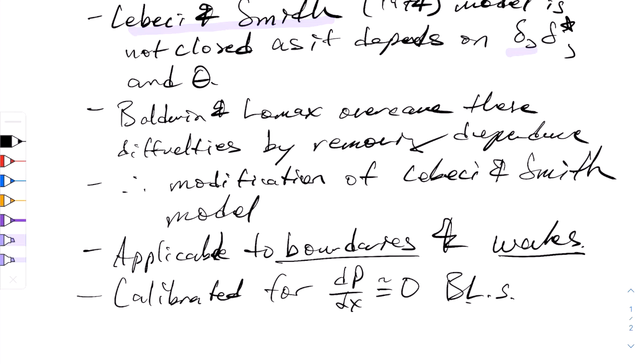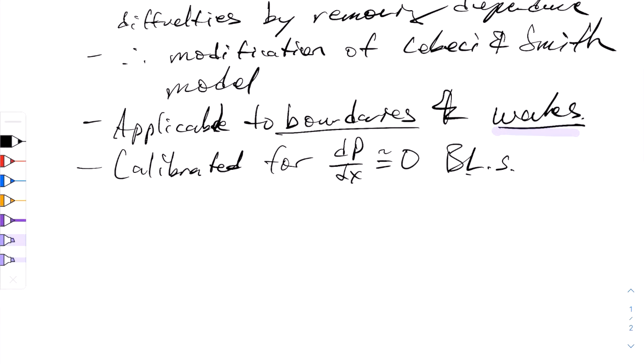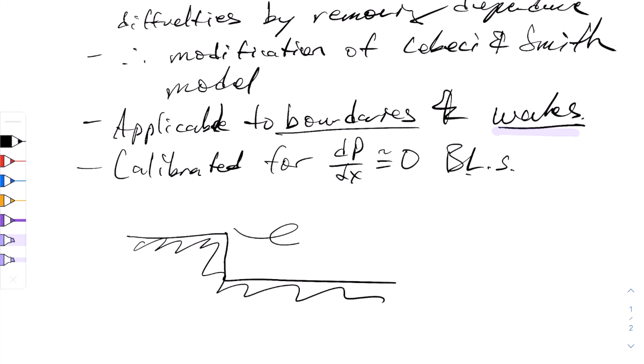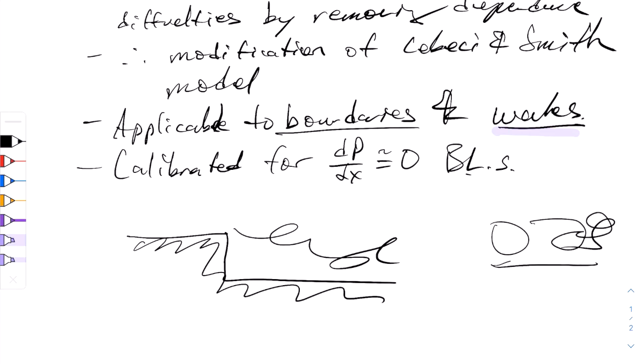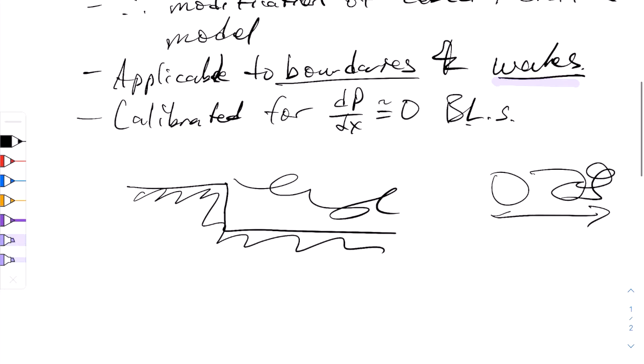Cebeci and Smith's model is also for boundary layers that are relatively well behaved. This particular model is also applicable to wakes, which is something perhaps like a wake behind a backward facing step, for example, or a cylinder flow where there's a wake. The flow goes from left to right in both cases.